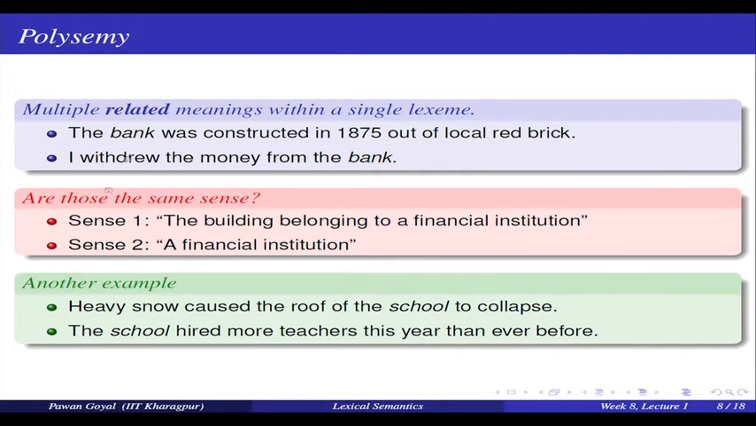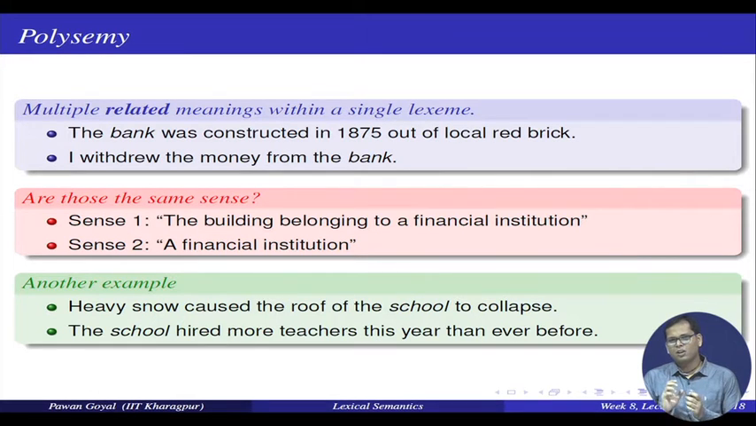In the first sentence, the bank is used as some sort of building that belongs to a financial institution. On the other hand, the second sentence, it belongs to the financial institution itself. And that sort of slight gradation in meaning is there in many such words. For example, let us look at these two sentences. Heavy snow caused the roof of the school to collapse, and the school hired more teachers this year than ever before. So again, the same word school is being used, and as such they look the same sense, but again if you look closely, this refers to the building of a school, and this refers to the institution school as such, or the administration.